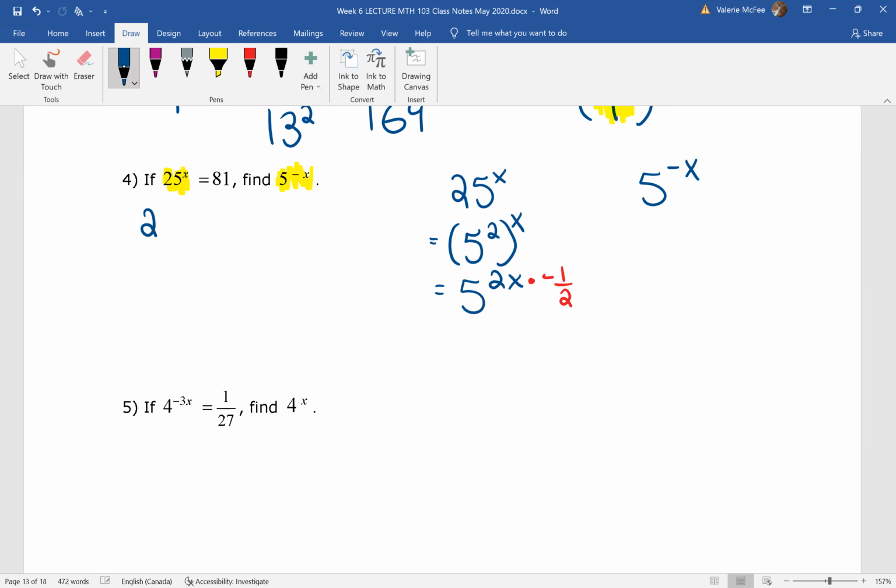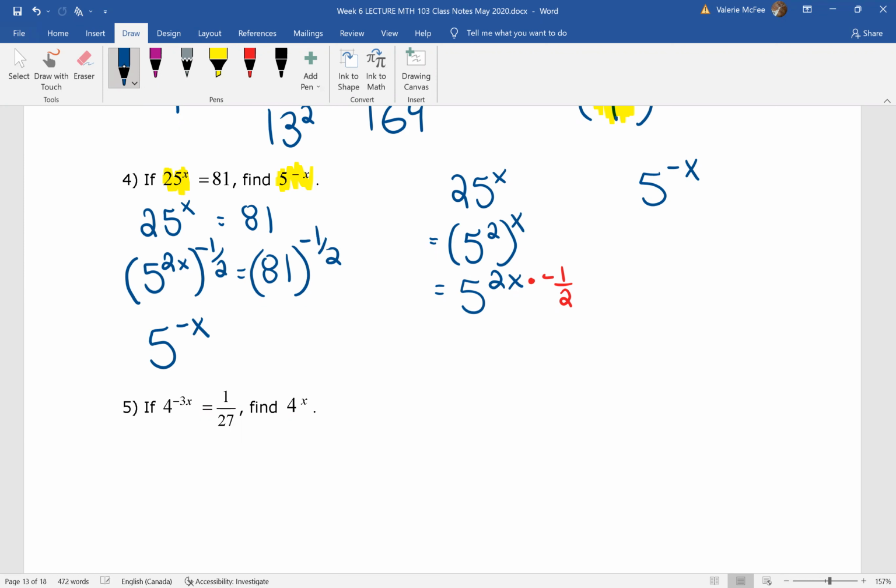So 25 to the power of x equals 81. I can write this as 5 to the power of 2x. And I raise this to the power of -1/2. If I do that on the left, I have to do that on the right. Multiplying my exponents on the left, 2 times -1/2 is -1, and then there's still x. And here I have 1 over the square root of 81, which equals 1/9.